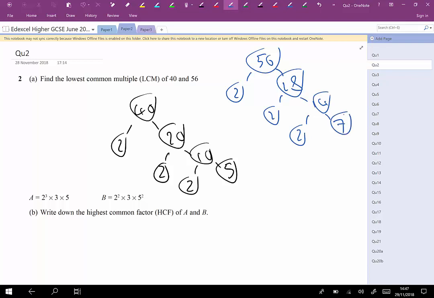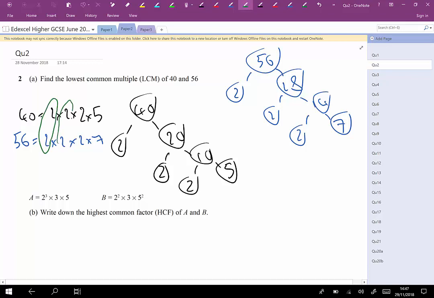If it didn't divide by 2, I'd then think, okay, does it divide by 3? Does it divide by 5? And go through those prime numbers. 40 is equal to 2 times 2 times 2 times 5. 56 is equal to 2 times 2 times 2 times 7. And then what we do is we pair up whatever we can. So I'm pairing up all of those. Those ones don't pair up. For the lowest common multiple, it's then a case of you take one from each pair and any of the other numbers that's left there.